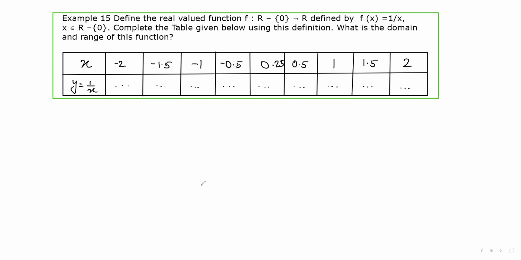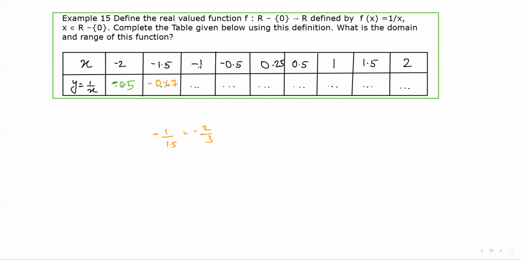And for these values of x, your function is f of x equals 1 upon x, that is the value of y. You have to complete the table using this definition. Then you have to find the domain and range of the function. So at x equals minus 2, this will be minus 1 by 2, which is minus 0.5. When x equals minus 1.5, your y is equal to minus 1 upon 1.5. 1.5 is 3 by 2, so it is minus 2 by 3. In decimal, it will be minus 0.67.